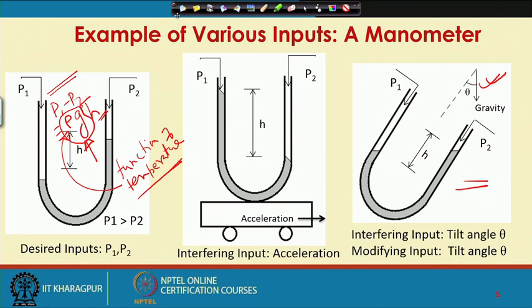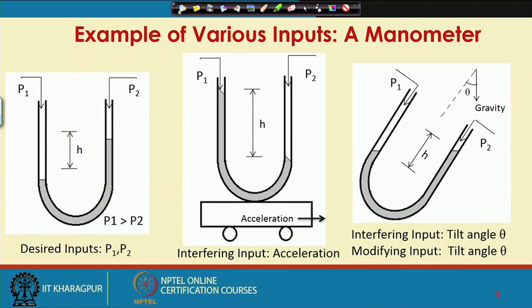So, what you learn from here is that for the manometer, P1, P2, the pressure sources in both the limbs, they are the desired inputs. Acceleration may be an interfering input, tilt angle may be an interfering input, tilt angle can also be a modifying input, temperature can also be a modifying input.